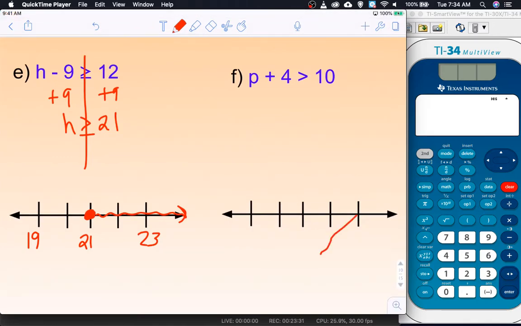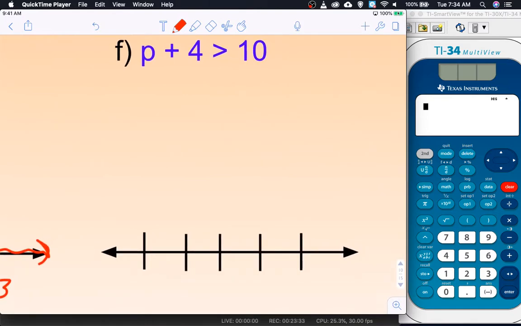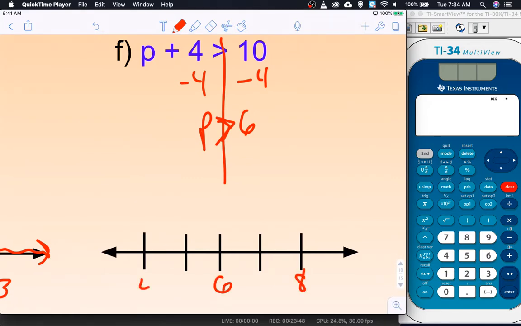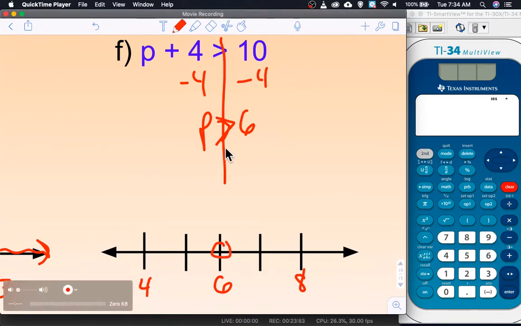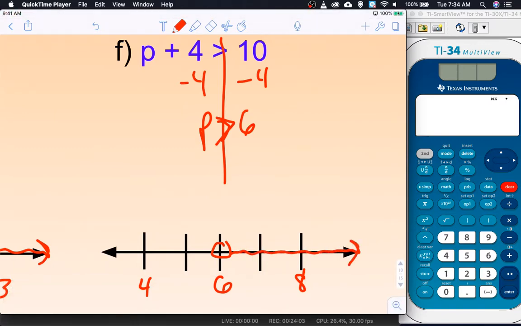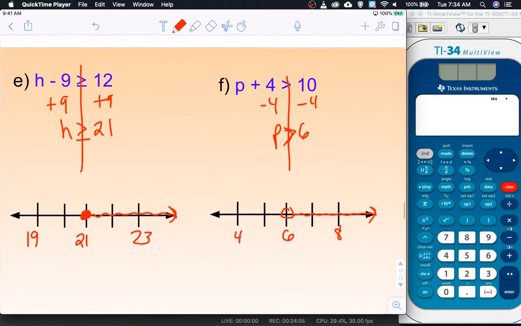Letter F, if I can zoom in. -4, -4. P is greater than 6. My greater than symbol's a little ugly, but it's okay. That's better. So 6, 7, 8, and that's a 4. I need a hollow dot at 6 this time because there's no or equal to sign. And since it is a greater than, we're still shading to the right. And there we have it. Letters E and F.